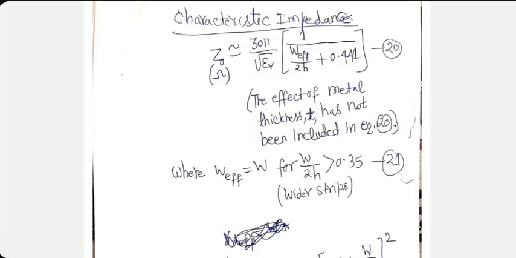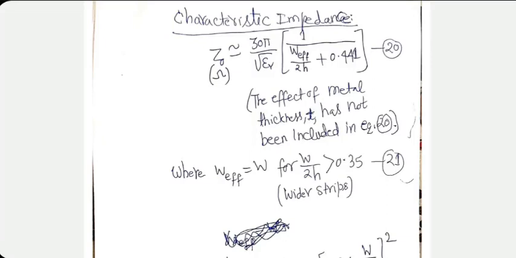Z0 is 30 pi divided by square root of epsilon r, and the entire thing multiplied by 1 divided by W effective divided by 2h plus 0.441. This formula was obtained by Professor Harold Wheeler in the US a long time ago after doing a lot of electrostatics on strip line. W effective is an effective width for analytical purposes, which is equal to the actual width if W by 2h ratio is greater than 0.35.